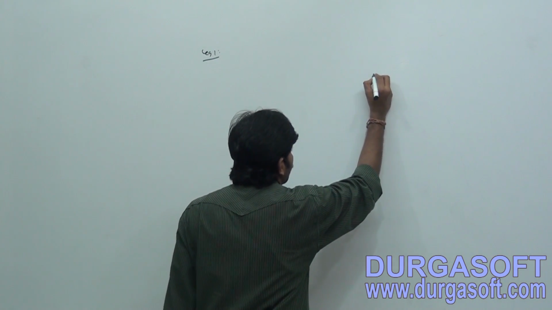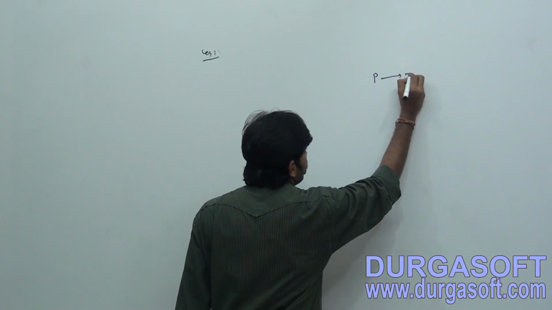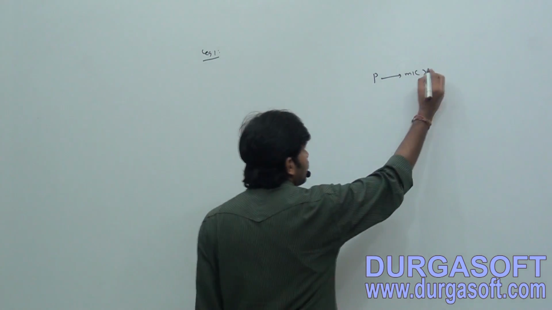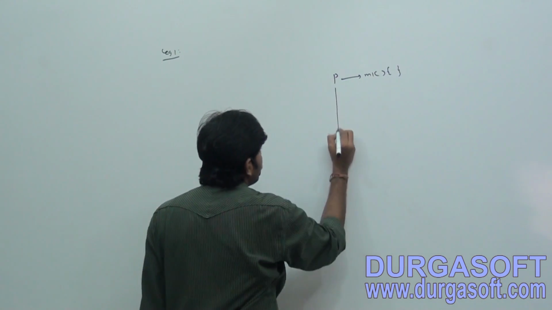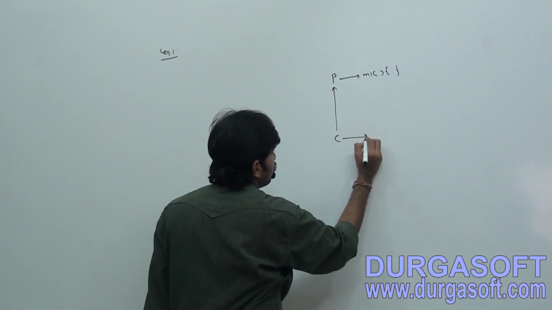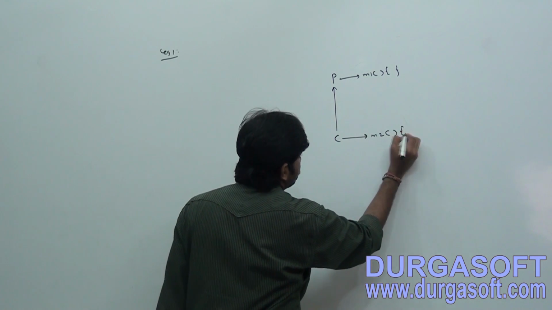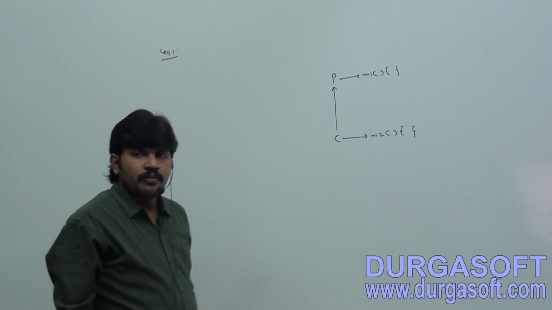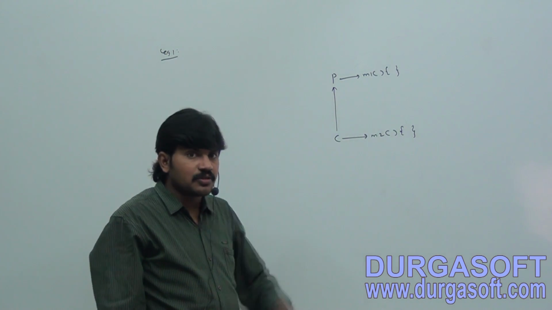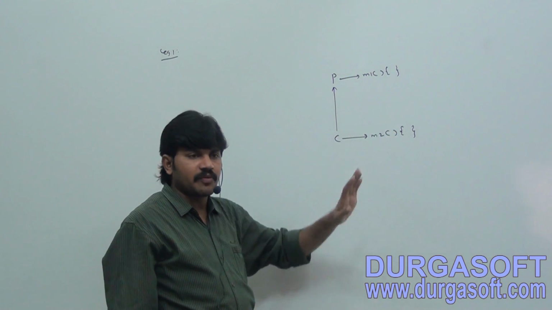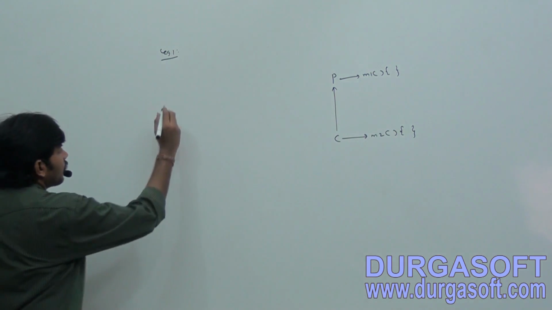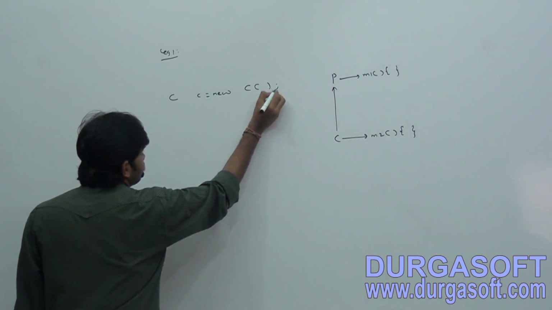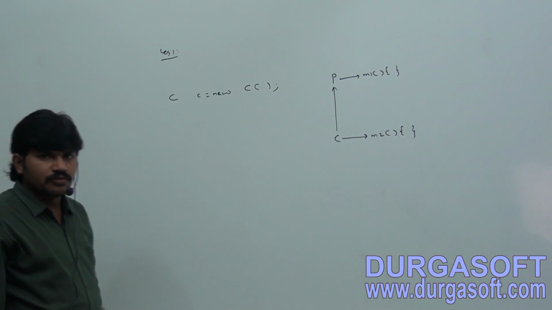Sir, I have a parent class which contains the M1 method, and a child class which contains the M2 method. Parent class contains M1, child class contains M2. But actually, how many methods does the child class contain? Two methods are there. The parent class method is available by default, right? Now, Child C is equal to new Child.